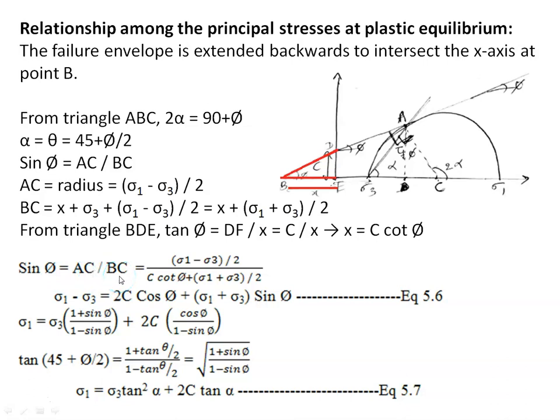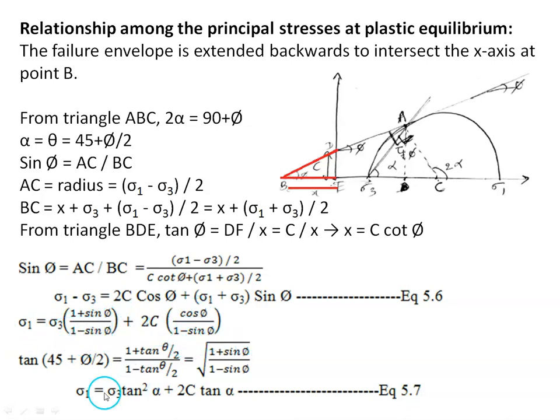The same equation, what is AC? It is nothing but the radius of the Mohr circle, which is sigma 1 minus sigma 3 by 2, divided by BC. BC is x plus sigma 1 plus sigma 3 by 2, where x equals c cot phi. If we substitute, c cot phi plus sigma 1 plus sigma 3 by 2. From this we can write sigma 1 minus sigma 3 equals 2c cos phi plus sigma 1 plus sigma 3 sin phi. Then, taking sigma 1 on this side and sigma 3 on the other side, we can write sigma 1 equals sigma 3 times 1 plus sin phi by 1 minus sin phi, plus 2c into cos phi by 1 minus sin phi.